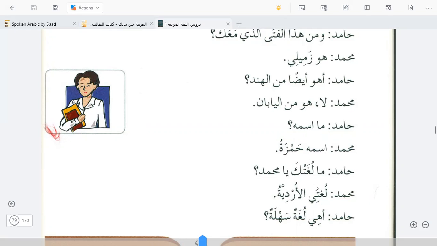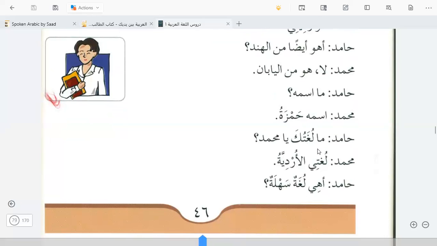Hamidun, ma lugatuka, ya Muhammadu? Lugatu means language. Ka, your. What's your language, O Muhammad? Muhammad, lugati, my language. Lugat, language. Yi, my. Al-Urdiyatu, Urdu. My language is Urdu.